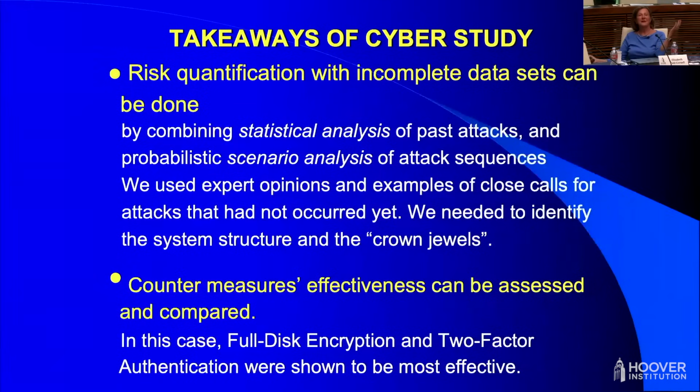So, takeaways of this cyber study. Risk quantification with incomplete data sets can be done by combining the statistical analysis of past attacks and a probabilistic scenario analysis of attack sequences. We use expert opinions and examples of close calls for the attacks that have not occurred yet, and we need to identify the system structure and what we call the crown jewels. Now, the countermeasure effectiveness can be assessed and compared, and in this case, as I mentioned earlier, the full disk encryption and two-factor authentication were shown to be most effective, and that's the general result, I think.